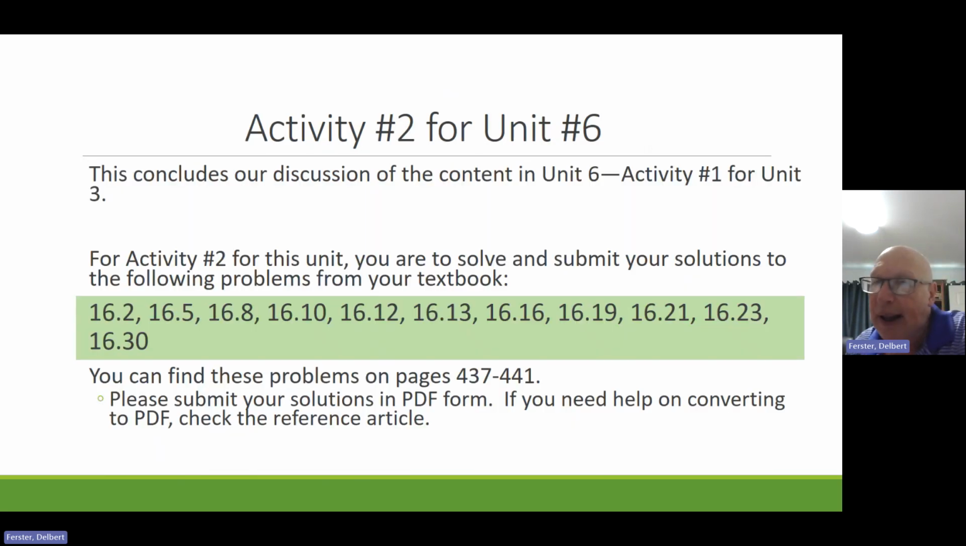That wraps the learning activities for Unit 6. Again, you're going to notice I've selected some problems from the textbook to give you some practice. You can find them starting on 437 over to 441. Send me some solutions. I'll get you some points. If you find difficulty, if you find some concerns and some questions, I'm an email away.